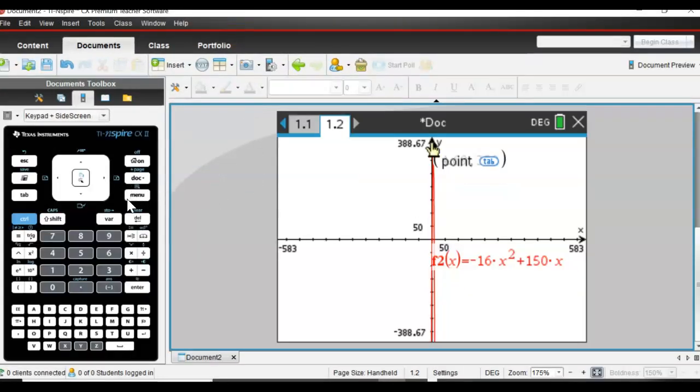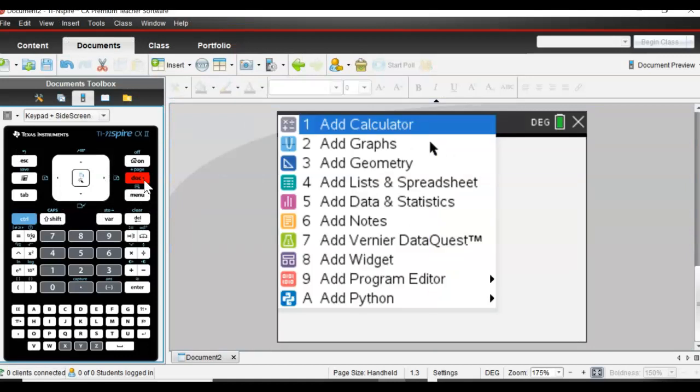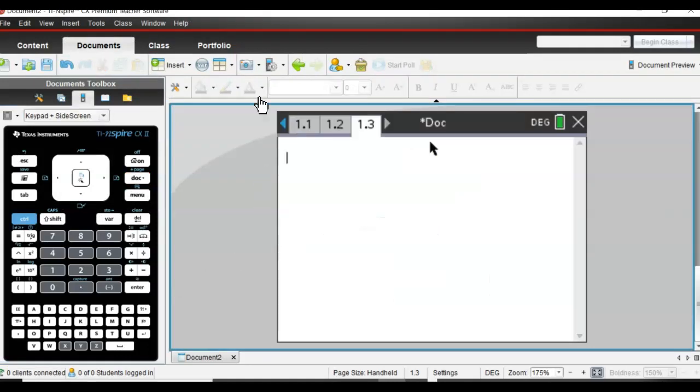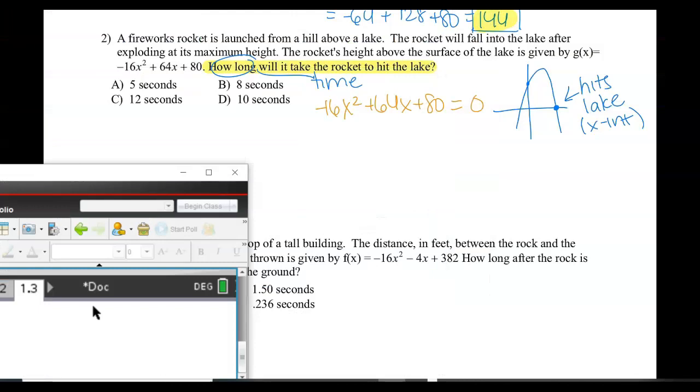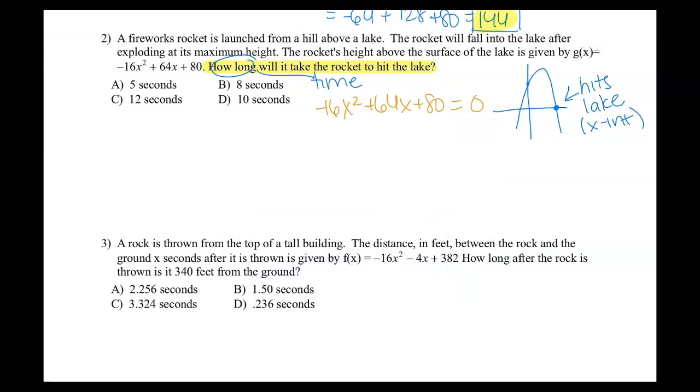For right now, if you want to hit Control, Doc, and Add Calculator, you can do this to do the calculations to divide and simplify. So actually, you know what? Y'all pause the video right now and factor this problem. This will be good practice.